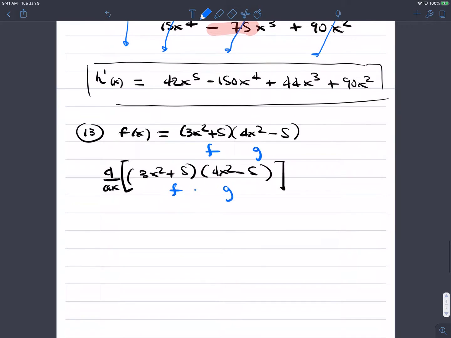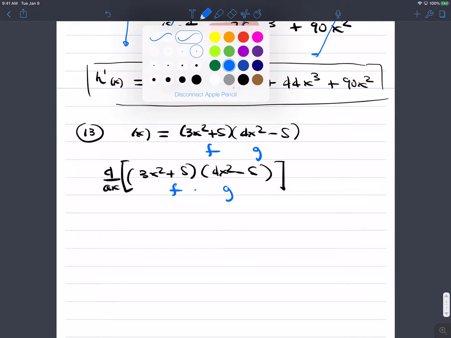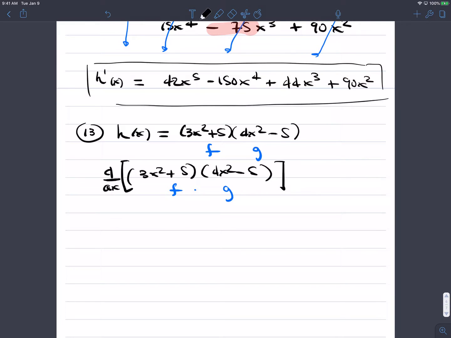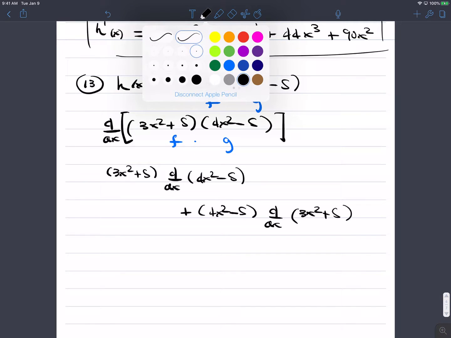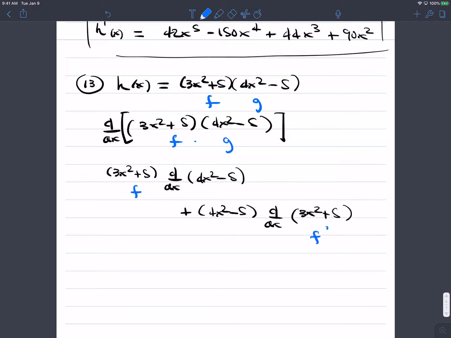F times g. Like we've been doing, if it makes you feel better, you say this is h, so we're finding really h prime. Now by the product rule again, you're going to pull out that first function as if it were a constant. So you have 3x squared plus 5. And then we're going to differentiate the second function, which is 4x squared minus 5. Then we're going to add that to the 4x squared minus 5 times the derivative of, again, the first function, 3x squared plus 5. Okay, let's double check everything here. Here's f, that should be f prime. This is g prime, and this is g. And yes, we are adding here.